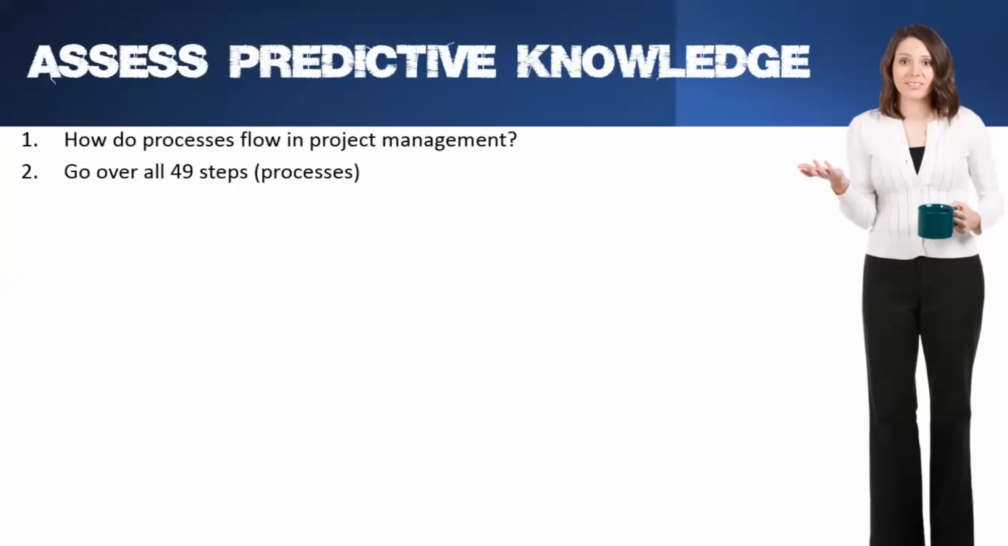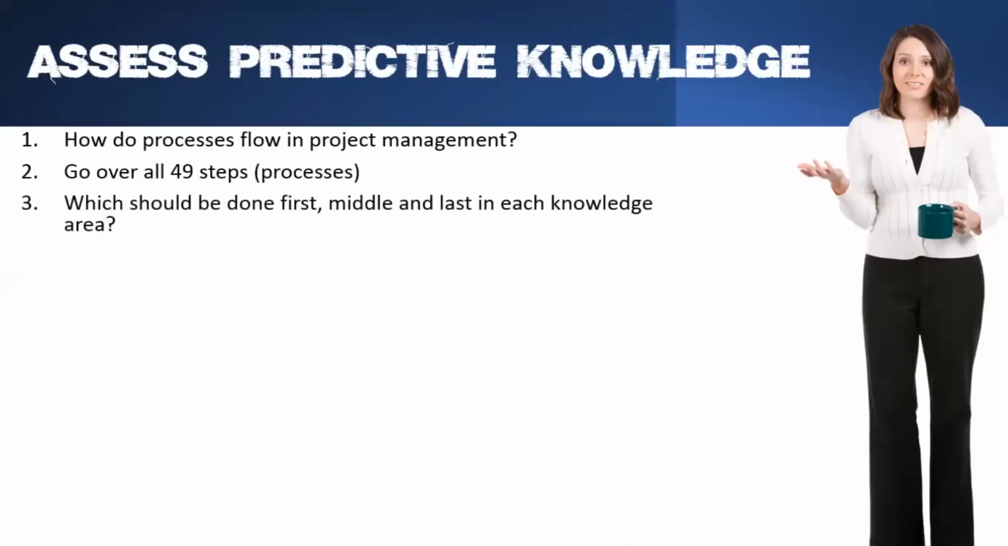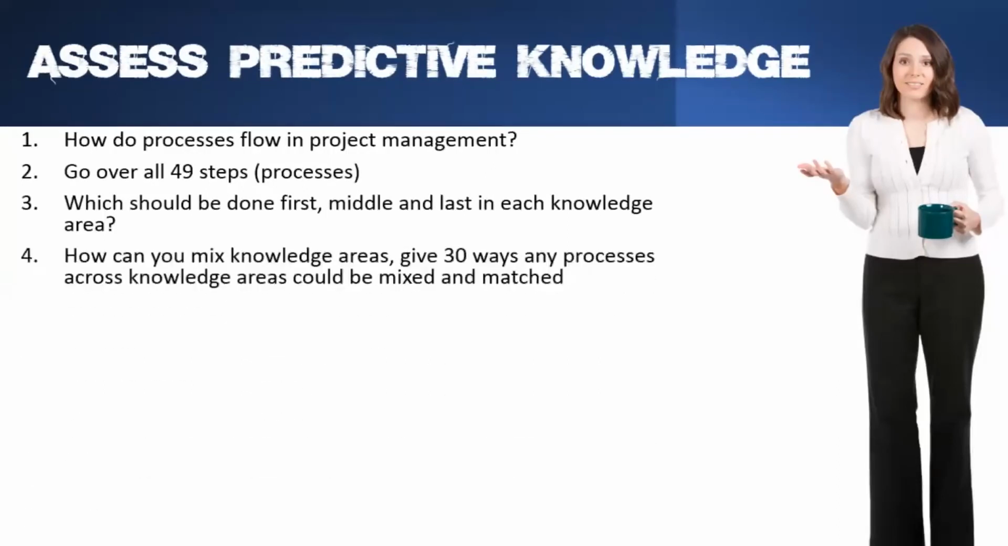Next, go over every knowledge area and in your mind, go through what should be done first, middle, and last in each knowledge area. Ask the question, how can you mix knowledge areas? Give 30 ways any processes across knowledge areas could be mixed.